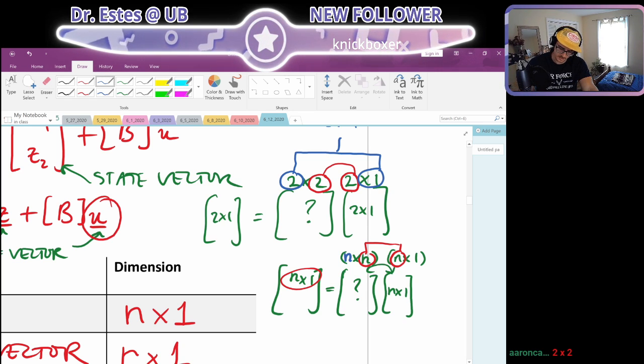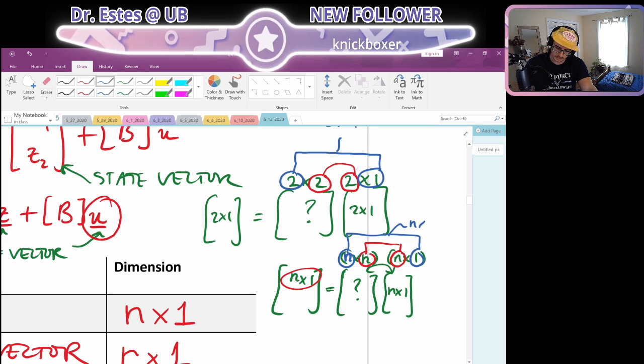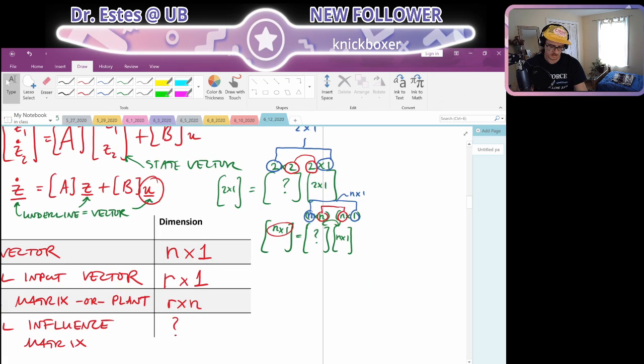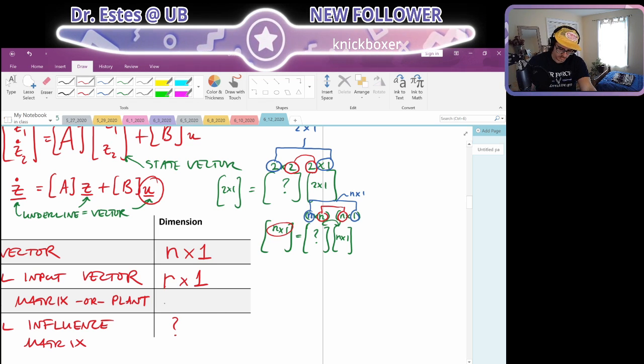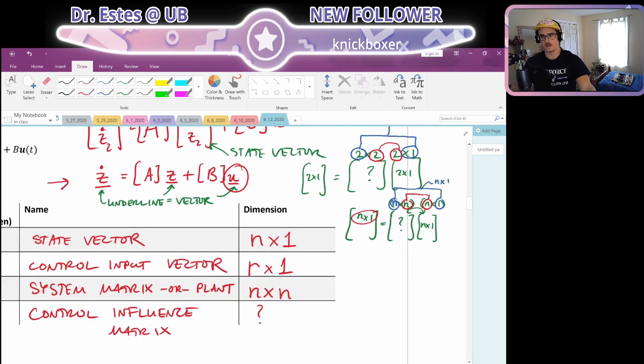So that means this dimension has to be n, so that I get an n by 1. So all that to say, if we have n states, the A matrix has to be n by n, meaning it'll always be a square matrix with the same number of rows as columns.